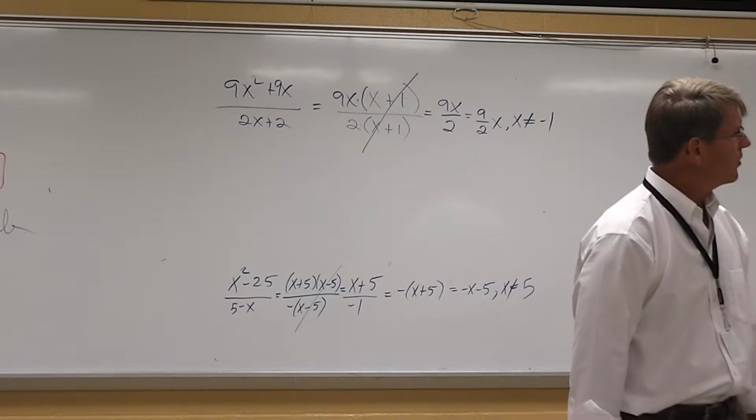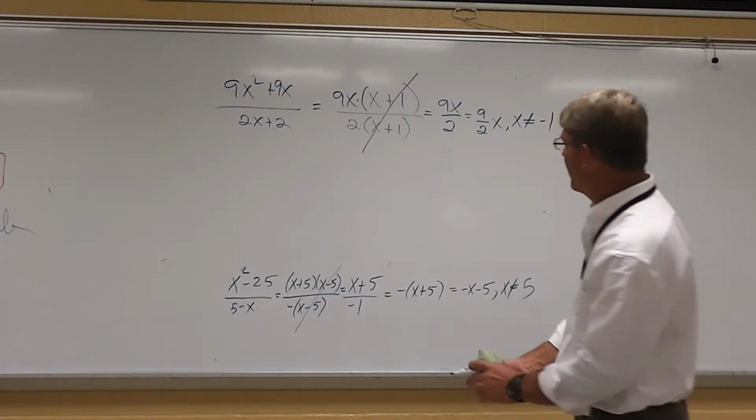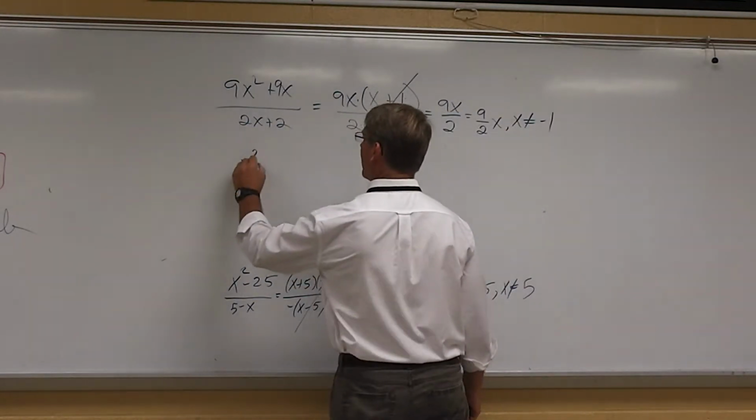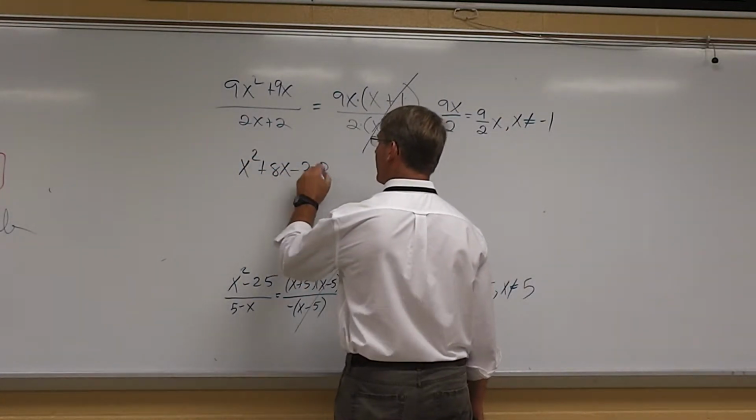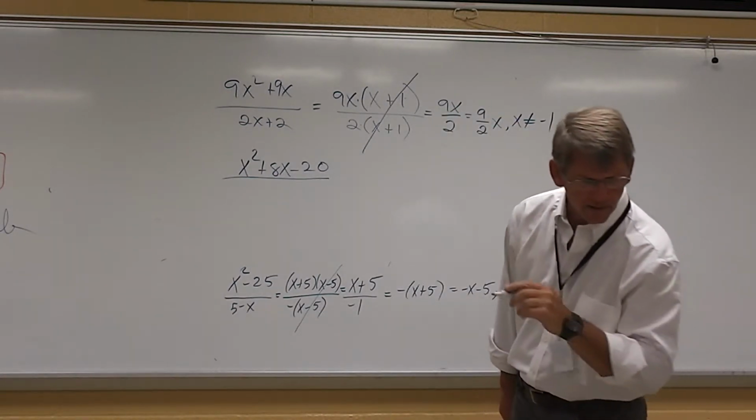Okay, how far did we go? It's 22? One more, here we go. X squared plus 8x minus 20 over x squared plus 11x plus 10.